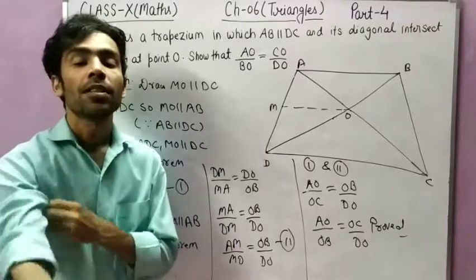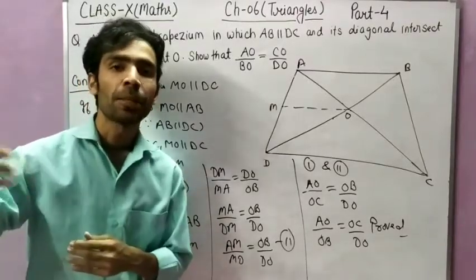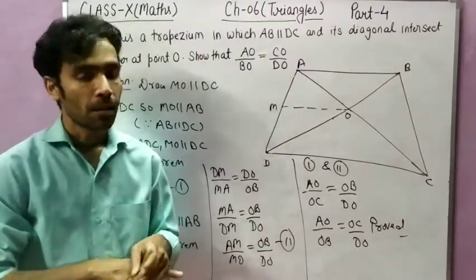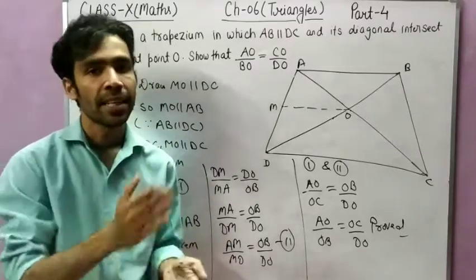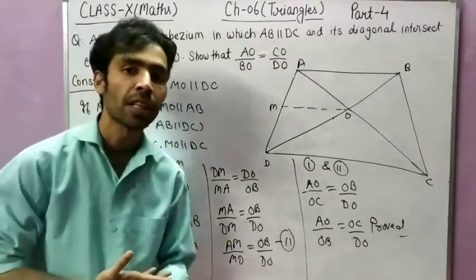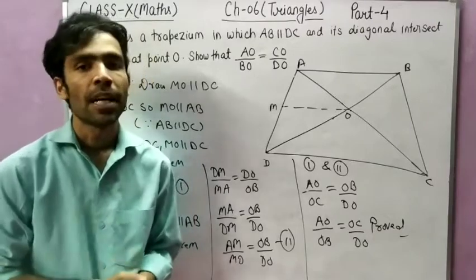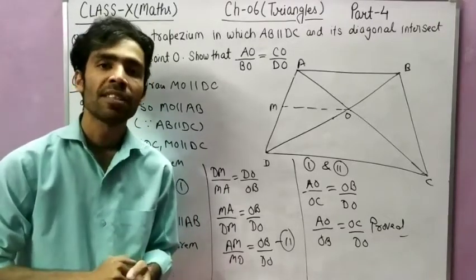Just as we studied for congruency, double A, triple A, double AS, triple S, SAS, RHS, similarly we will study the criteria for similarity of triangles, and this concept we will study in the next part.